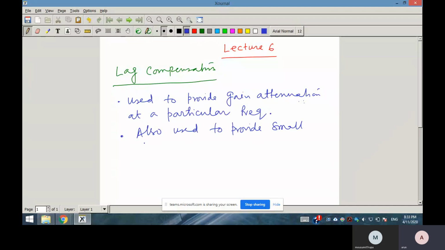Okay, so anyway, I'm writing also used to provide a small amount of phase lag. So remember that this small amount of phase lag has to be provided to achieve the objective of gain attenuation at a particular frequency. So a lag compensator will provide some gain attenuation and phase lag at a particular frequency. Now, under which situation will you use it?